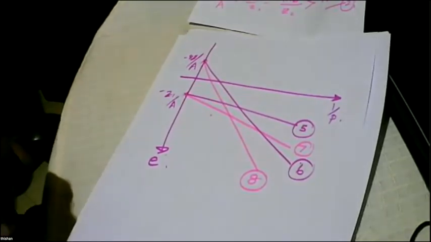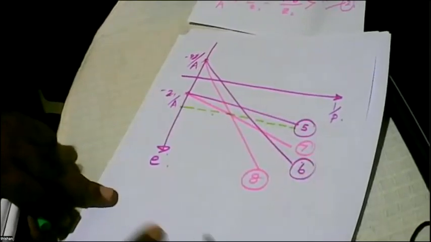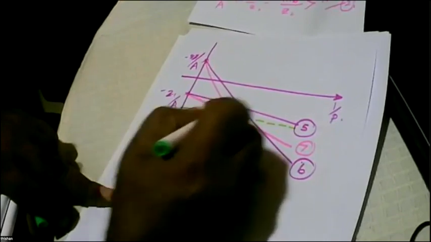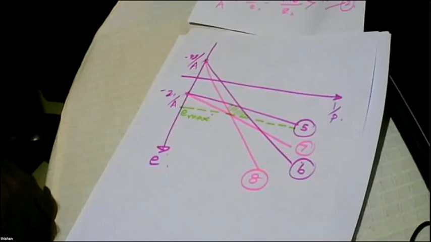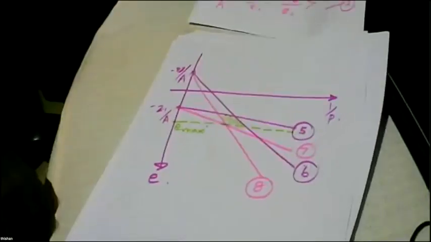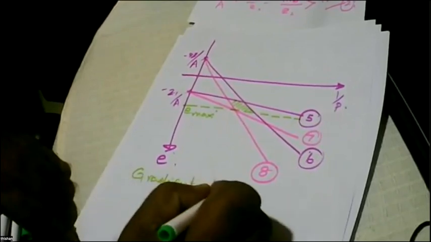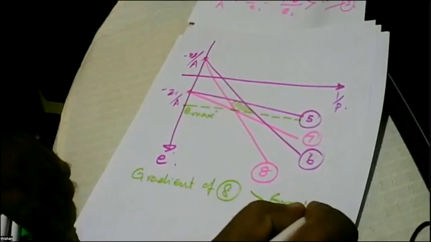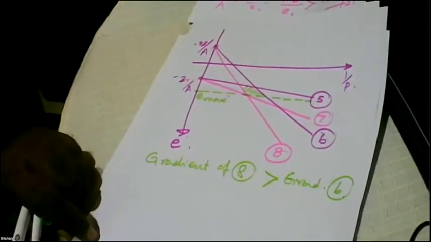Now we have an additional limit on the eccentricity. We cannot have tendons outside the section. So this is E max. So what is the feasible region? We get a feasible region like that. And for this to exist, gradient of 8 should be greater than gradient of 6. For this condition to happen, gradient of 8 should be greater than gradient of 6.